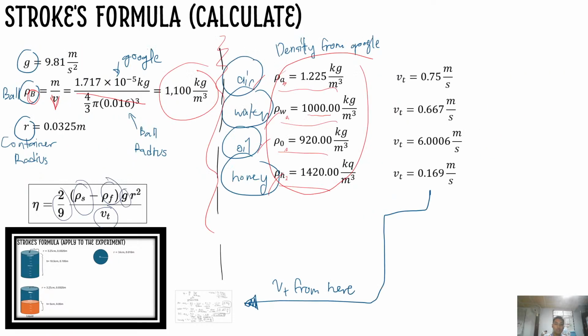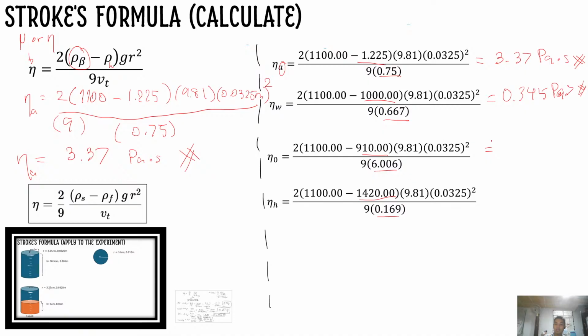Oil as well. The density is 920, which is surprisingly lower than the water. It's very weird. For myself, I feel like the oil is more sticky on my hand than the water, but somehow the value is less. Anyway, the velocity is 6.0006 meters per second. Put it here and get around 0.027 per second.